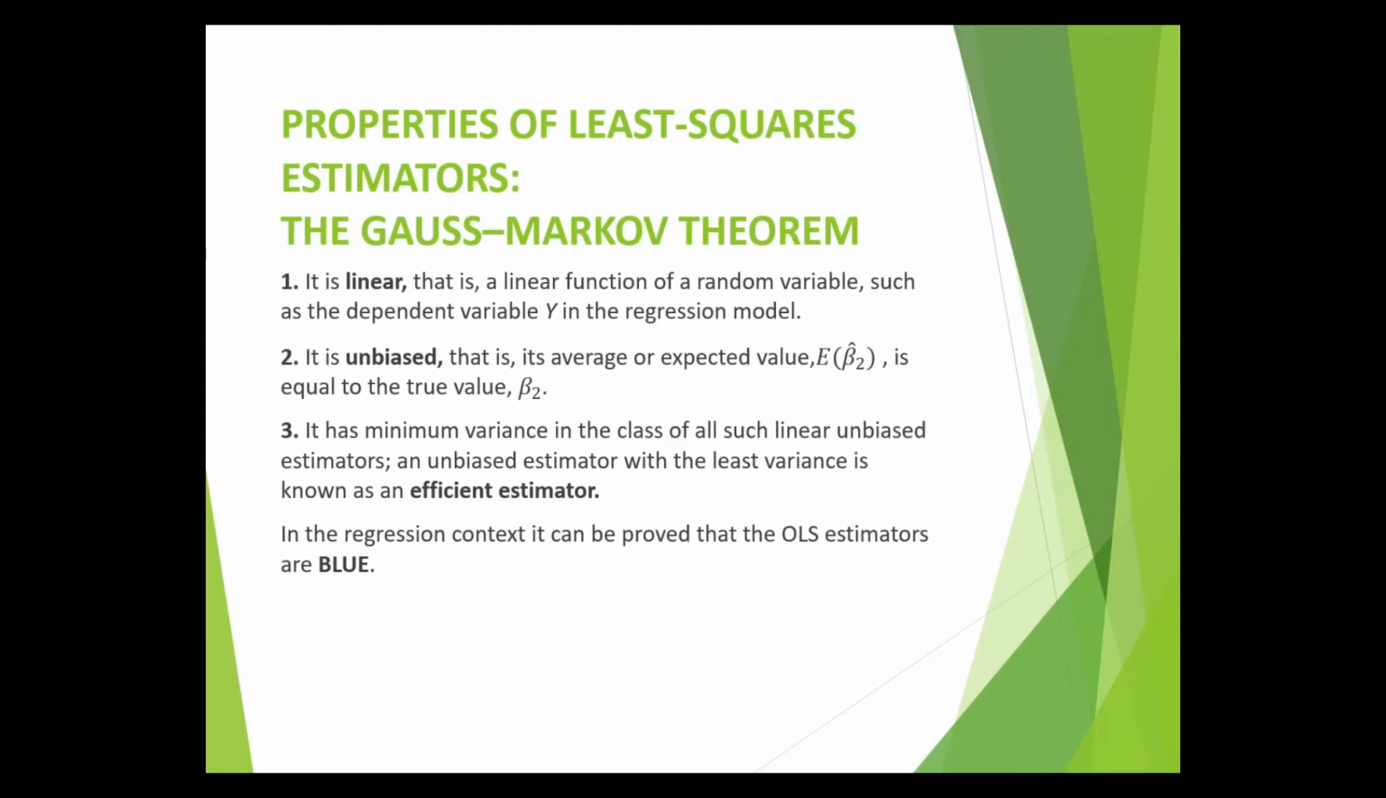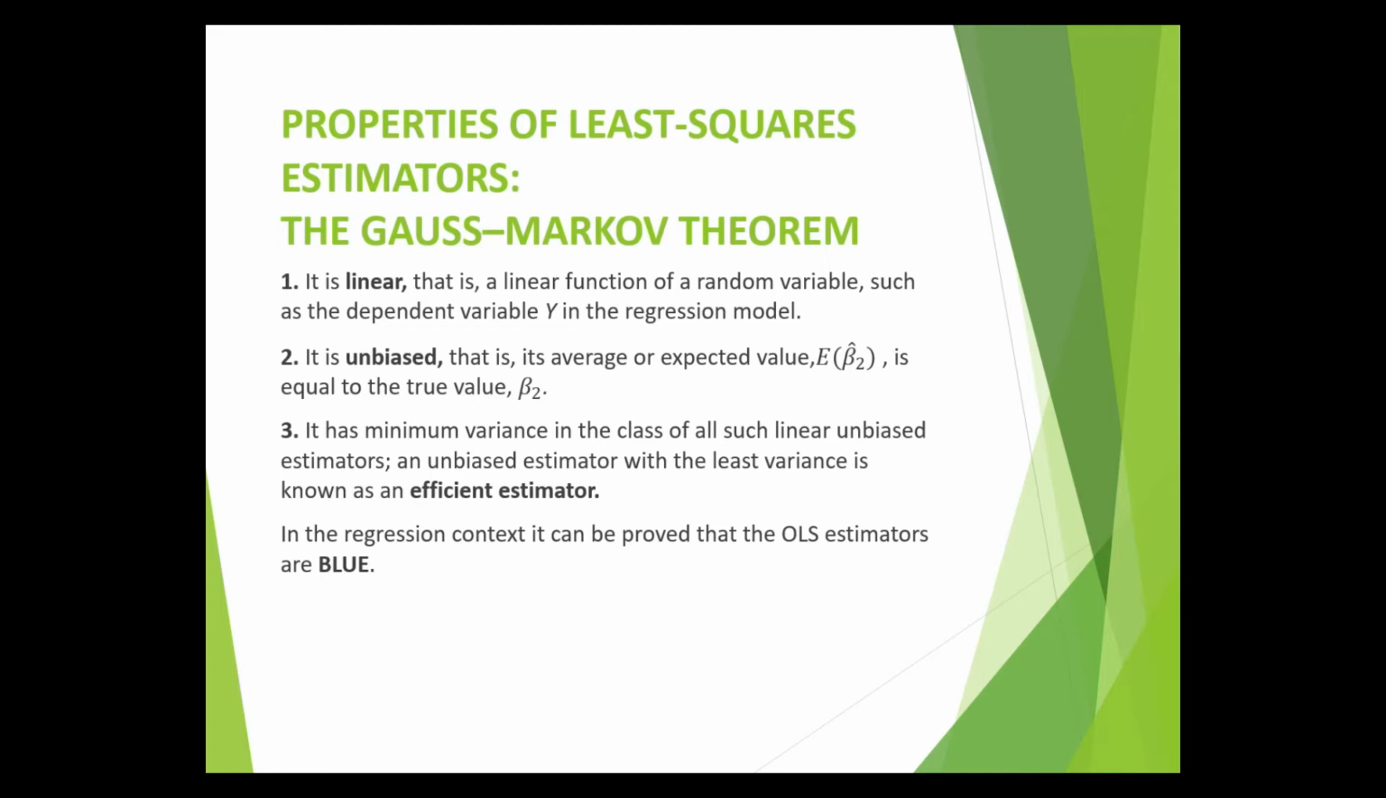OLS estimators we have done in the last slides, when we estimated the simple linear regression model, and we have estimated the B0 cap, B1 cap and B2 cap. So B0, B1, B2 or any ratio that is being estimated by the ordinary least square, that is called OLS estimate. And OLS estimate has the properties of linearity, unbiasedness and bestness.